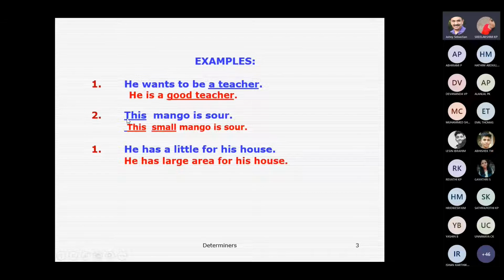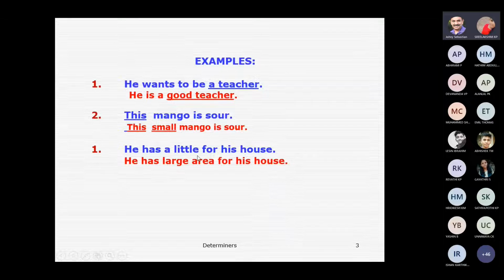Now here you can look at this. This mango is sour. Here, this is a determiner. This small mango is sour. Here, this is a determiner. Small is an adjective. Find the difference between adjective and determiner.